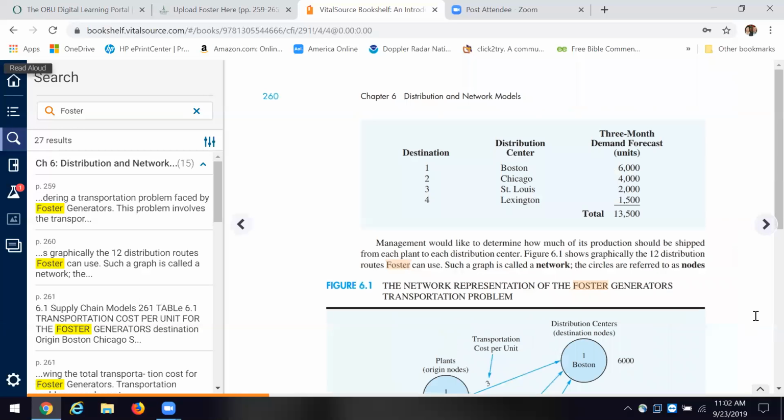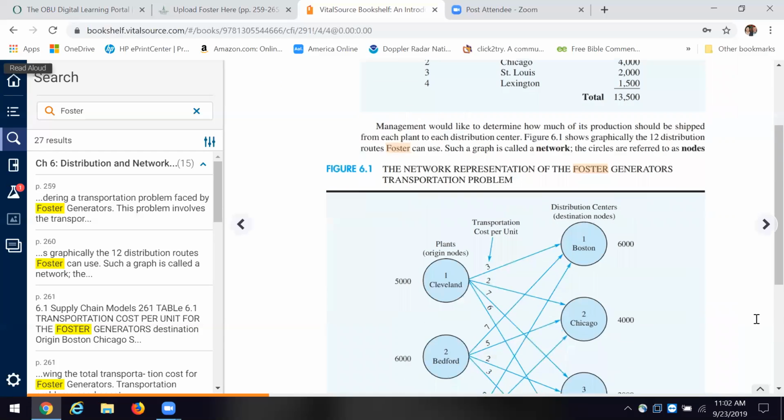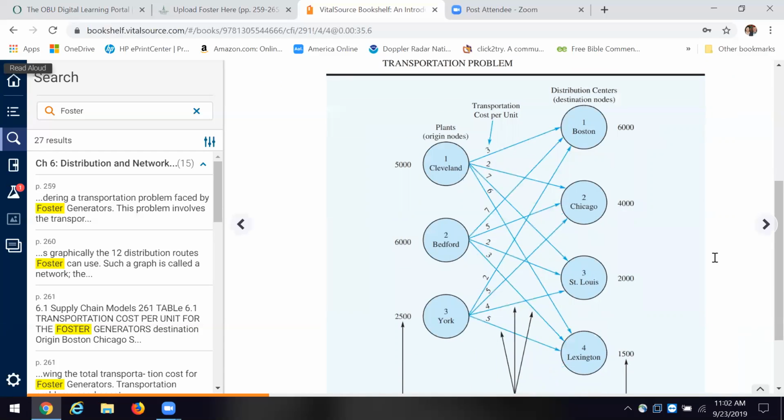The destination nodes here, we have those, and again, balancing out the demand that was forecasted versus what they produced. Now this puts it to you in a schematic fashion, and that's what I want you to take a look at. And this is a network in the simplest terms, okay?